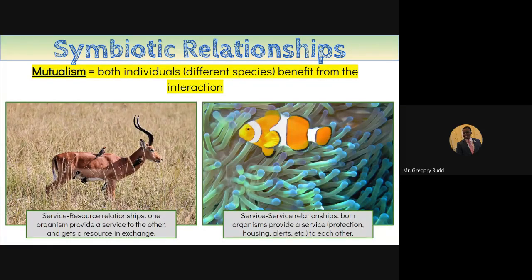There are examples of resource-resource relationships as well. These are more rare. They take place primarily with fungi, in which one fungi might provide a carbohydrate to another, and in exchange it gets some type of nitrogenous compound, gets some nitrogen. So it's definitely more rare and harder to come across, but service-resource and service-service are more common.